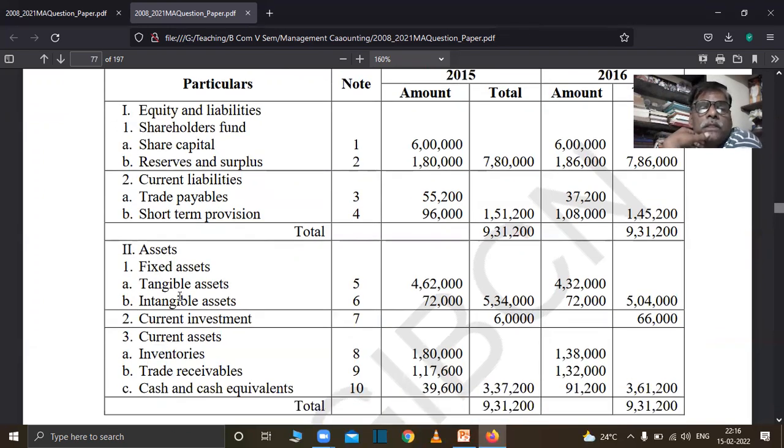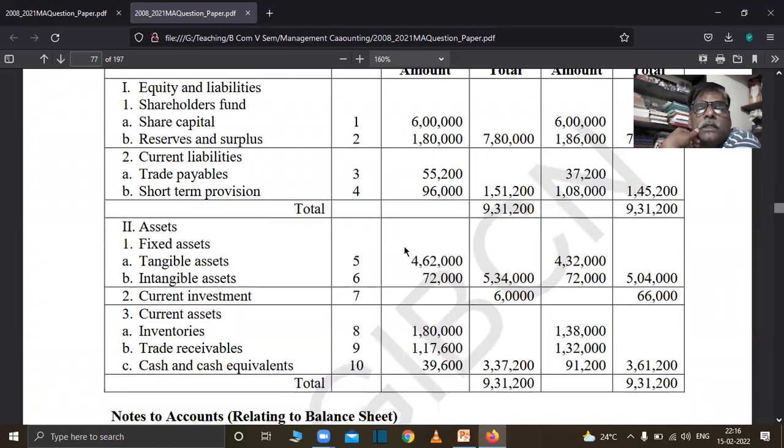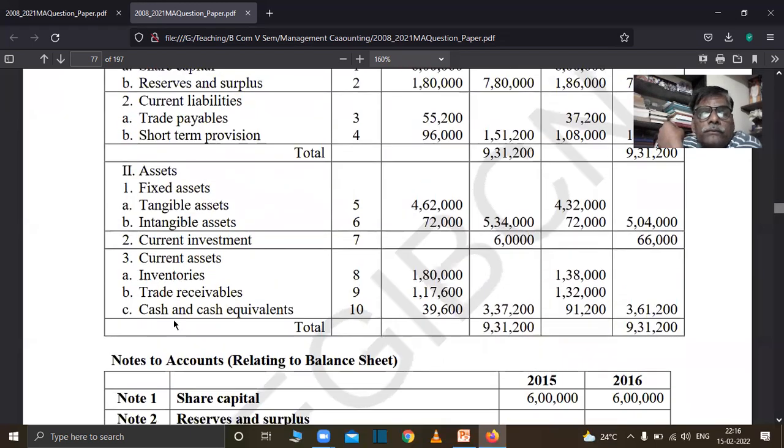Then regarding fixed assets, tangible assets are related with the fund flow statement. Whatever changes take place in this head, you have to take in the fund flow statement. Then intangible assets you have to consider in the funds from operation. Then current assets go to changes in working capital. Like this you have to take.